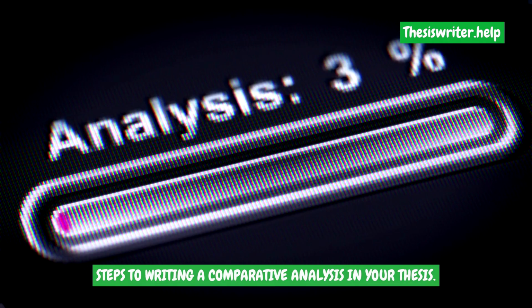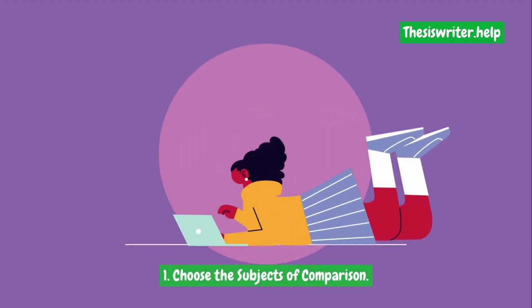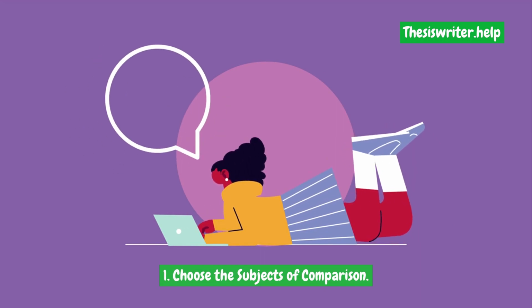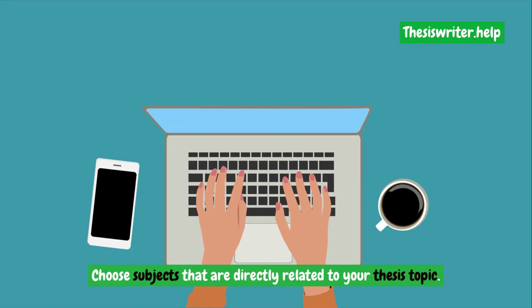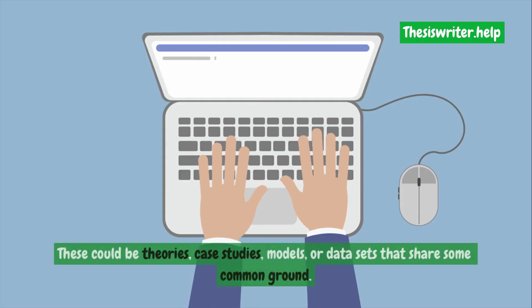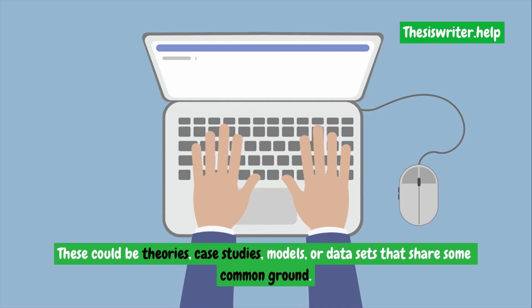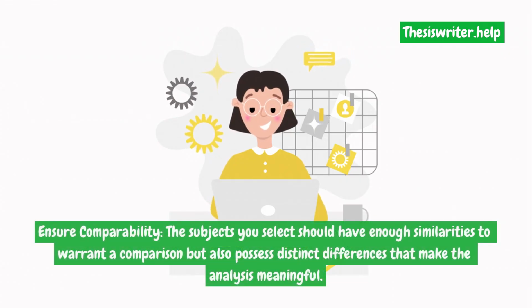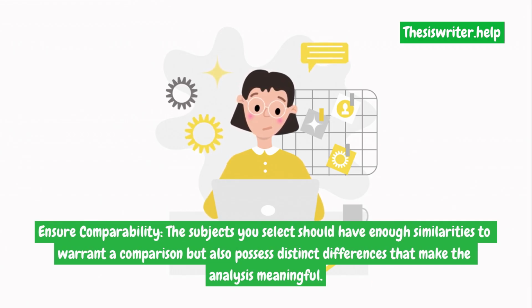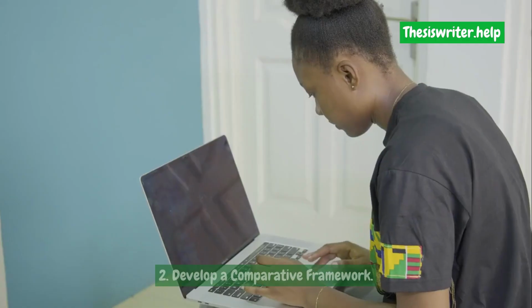Steps to writing a comparative analysis in your thesis. 1. Choose the subjects of comparison. Choose subjects that are directly related to your thesis topic. These could be theories, case studies, models, or datasets that share some common ground. Ensure comparability. The subjects you select should have enough similarities to warrant a comparison but also possess distinct differences that make the analysis meaningful.